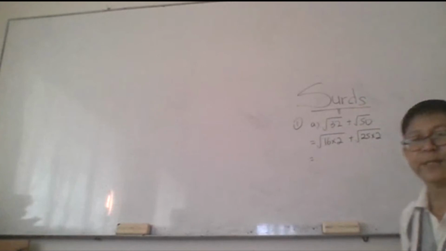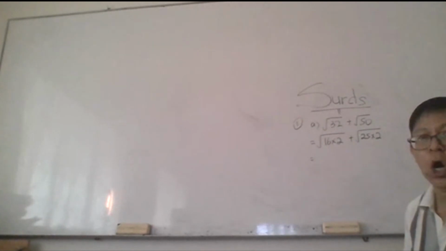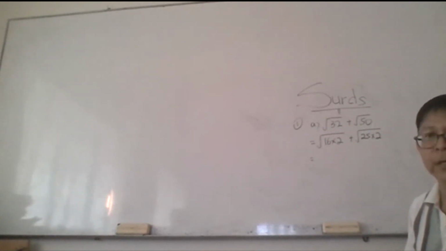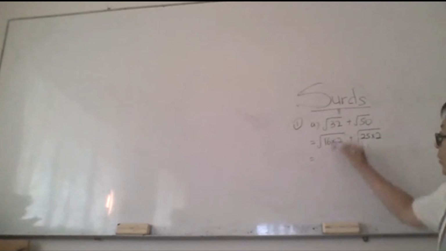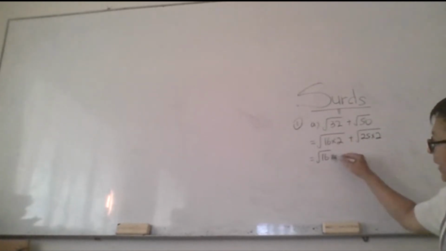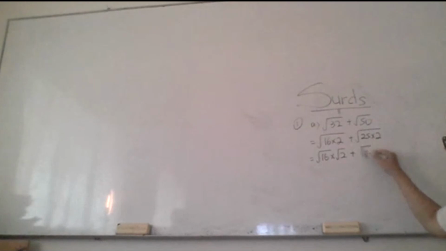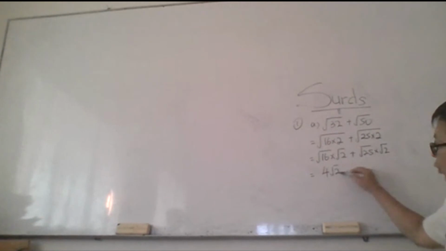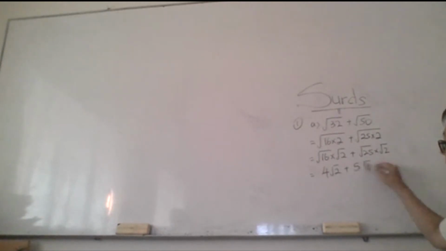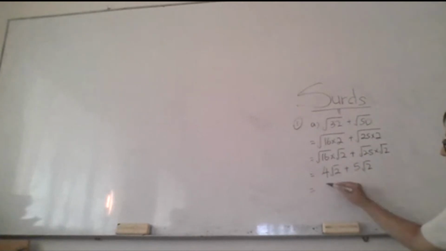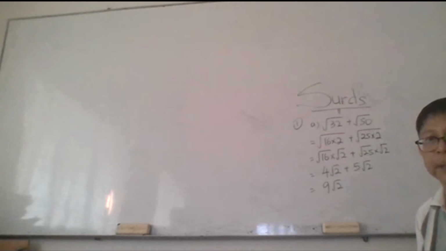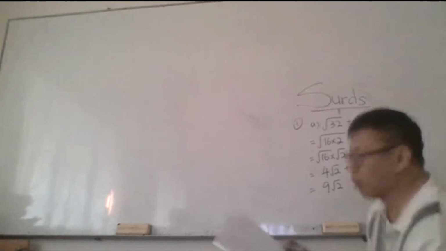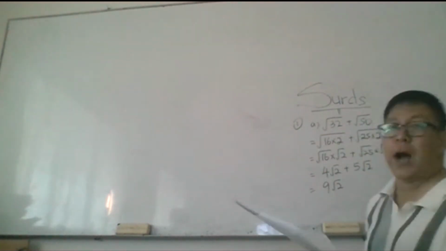In this case, please remember your prime number and perfect square. So this is square root of 16 times square root of 2 plus square root of 25 times square root of 2. Ladies and gentlemen, this one becomes 4 square root of 2 plus 5 square root of 2. So 4 plus 5 becomes 9 square root of 2. Am I clear? I will continue for the second one.